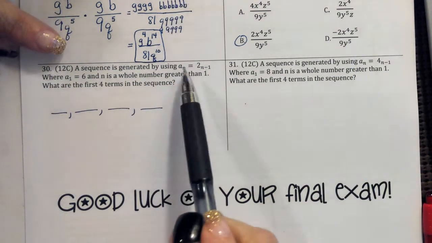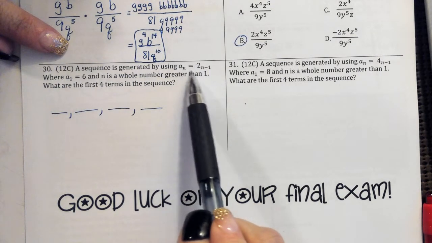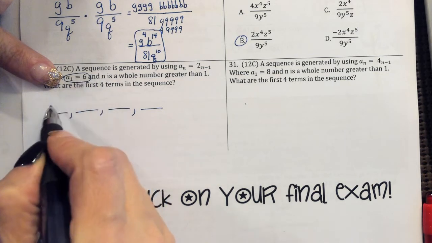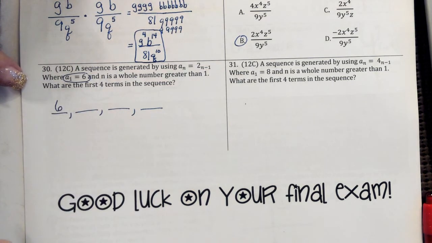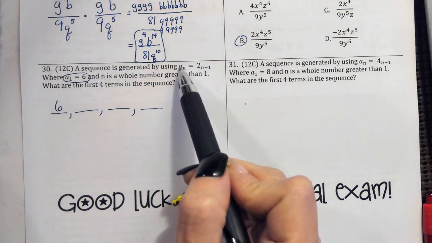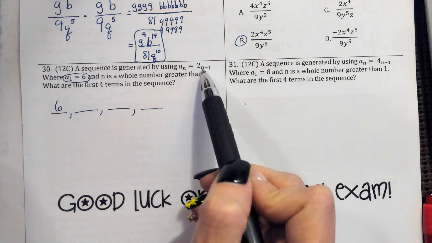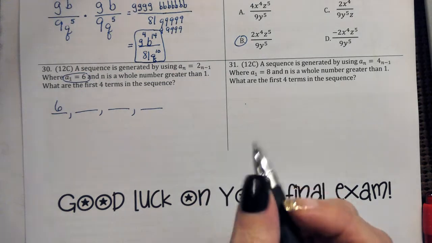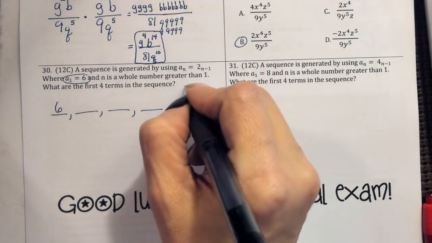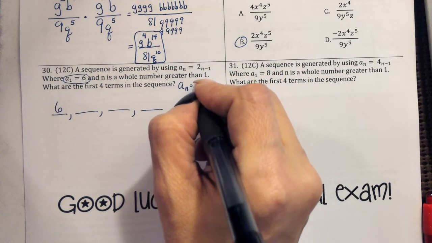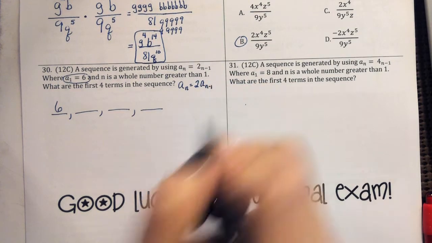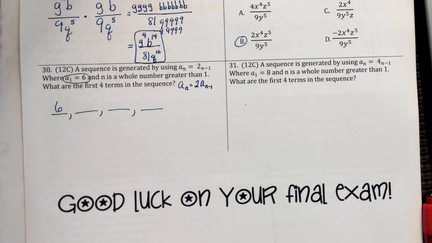Sometimes when I read these, it's like, what? Okay, I understand this. I know that this means that the first term was 6. This says a sub n equals 2 to the n minus 1 power. I think there's supposed to be an a there. So yours may look like this: a sub n equals 2 to the a sub n minus 1, because I'm going to go back and correct it.